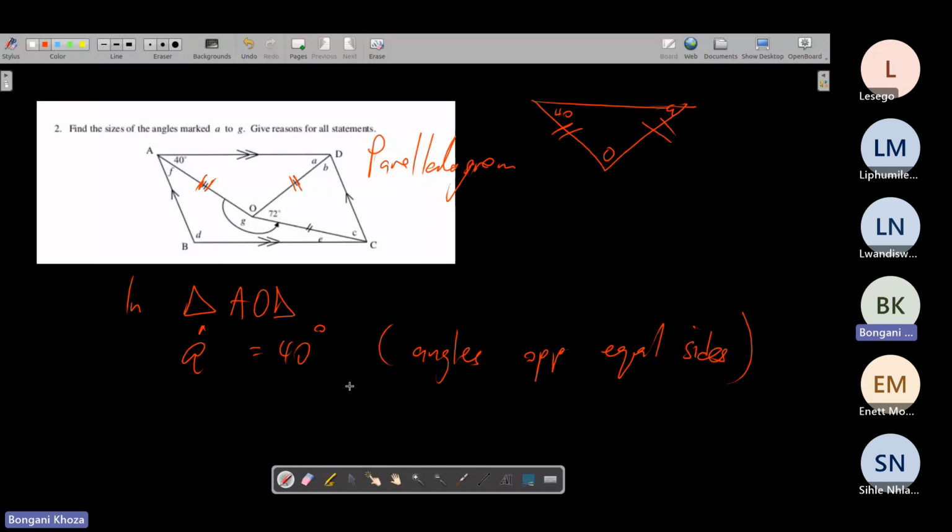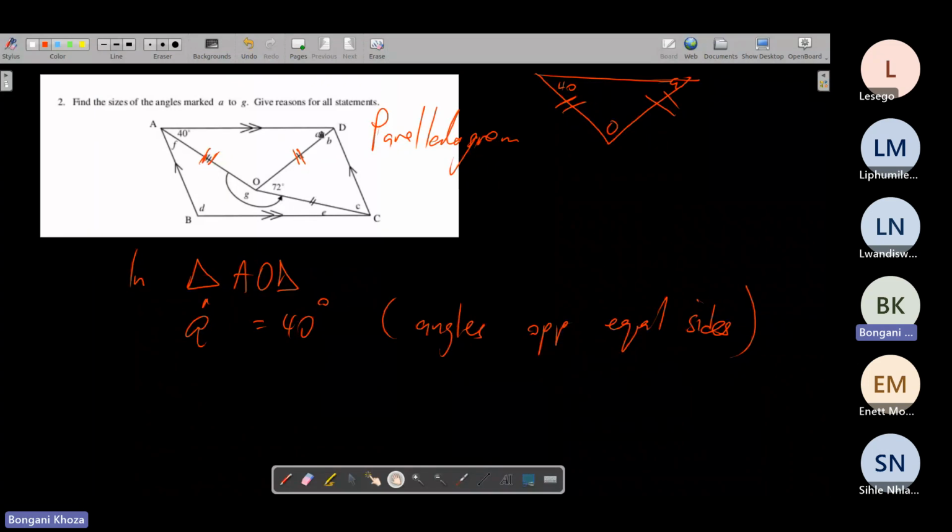So the reason is not "isosceles triangle." We know it's an isosceles triangle, but the actual reason is this one. If we have angles that are opposite equal sides, then those angles would be the same. So this is the reason you'll be using, right? Then moving on, we now have A sorted out.